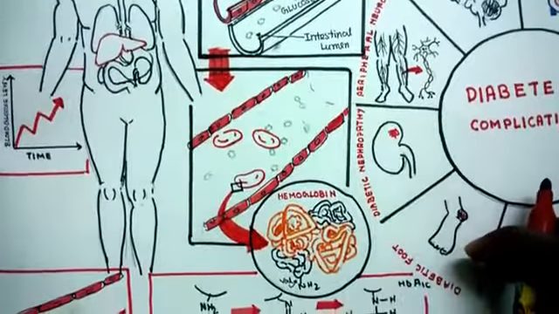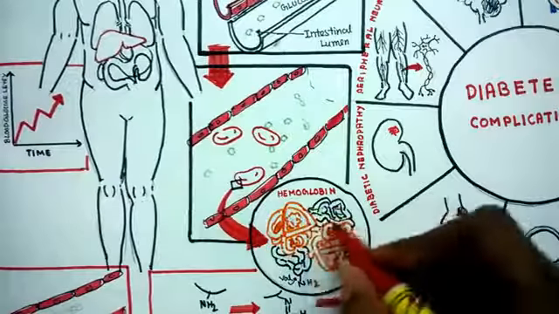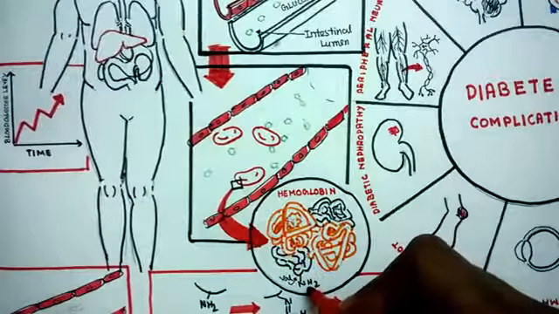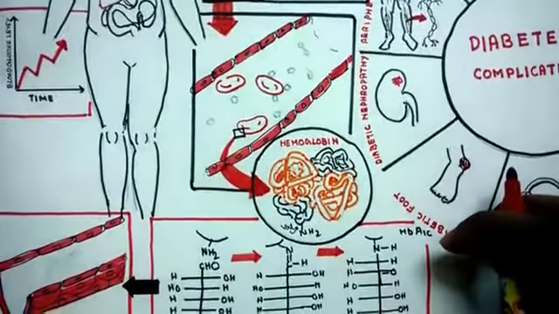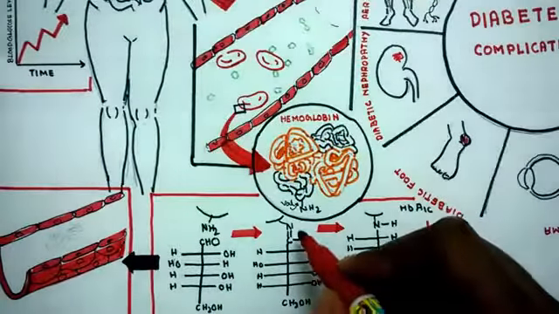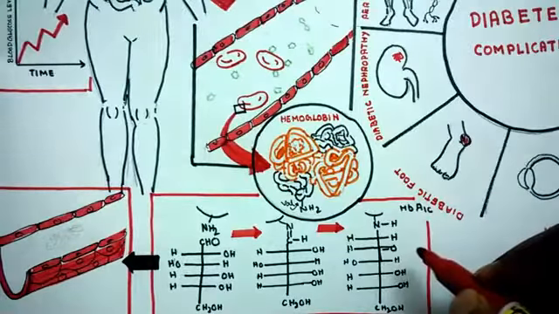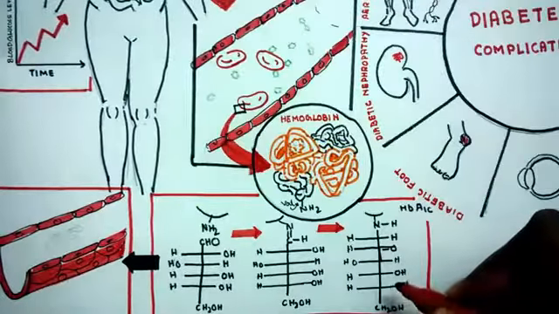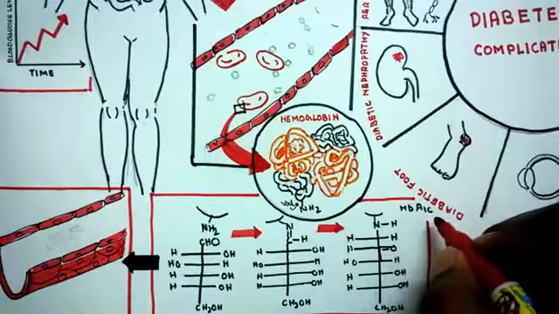non-enzymatic glycosylation. So here is a hemoglobin molecule which has four subunits, and here is the N-terminus of the hemoglobin, and we are focusing on the N-terminus valine residue. So with the N-terminus valine residue, what happens? A glucose molecule first attaches, and first forms a Schiff base. After the Schiff base, there is a rearrangement in that structure, and it forms a glycosylated version of hemoglobin, which is otherwise known as HbA1c.